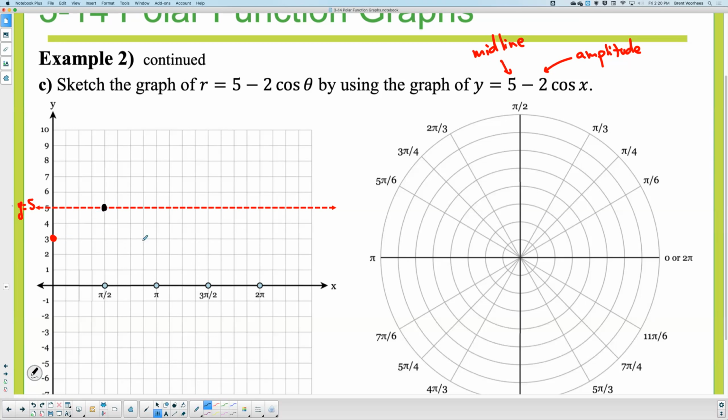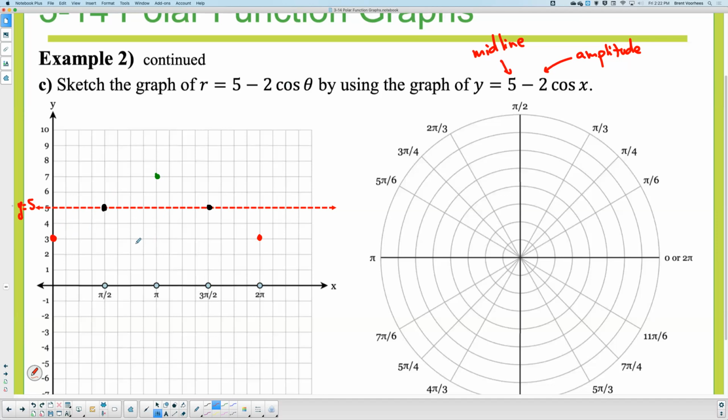When does cosine normally reach its minimum? Pi. In this case, it's not going to be a minimum, though, because the transformation, the reflection, is going to make the minimum become a maximum. So let's plot the point at pi, go up 2. Now, when will cosine return to its midline? 3 pi over 2. And then what happens at 2 pi for this particular function? Minimum. I'm going to talk about why it's a function here in a second.